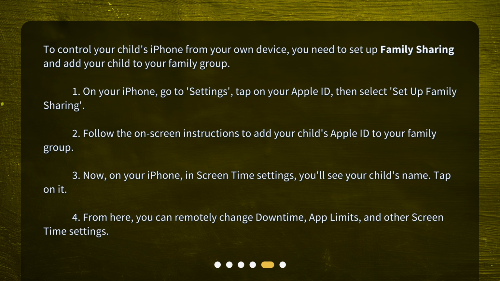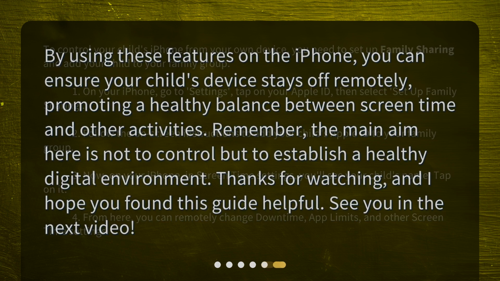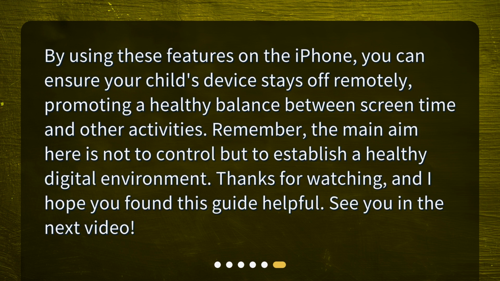3. Now, on your iPhone, in Screen Time settings, you'll see your child's name. Tap on it. 4. From here, you can remotely change Downtime, App Limits, and other Screen Time settings. By using these features on the iPhone, you can ensure your child's device stays off remotely, promoting a healthy balance between screen time and other activities. Remember, the main aim here is not to control but to establish a healthy digital environment.